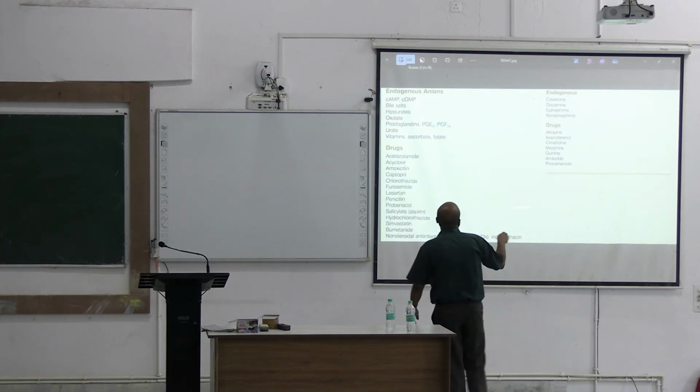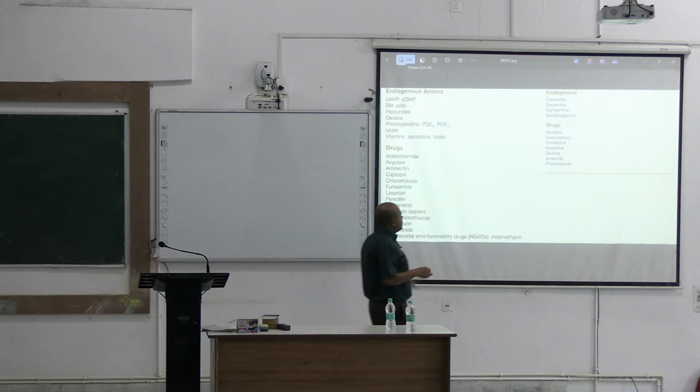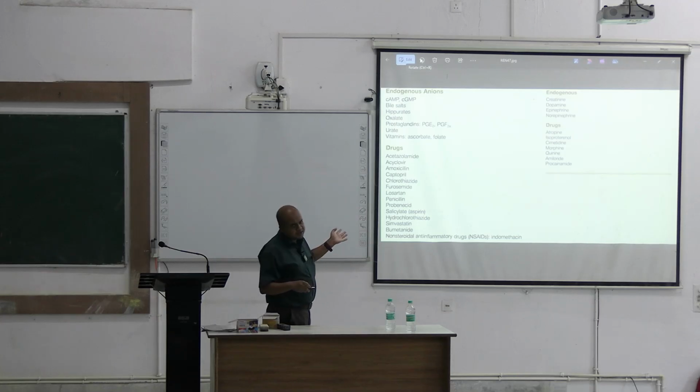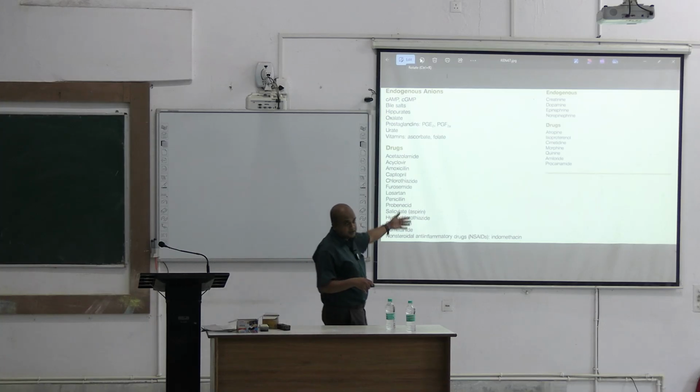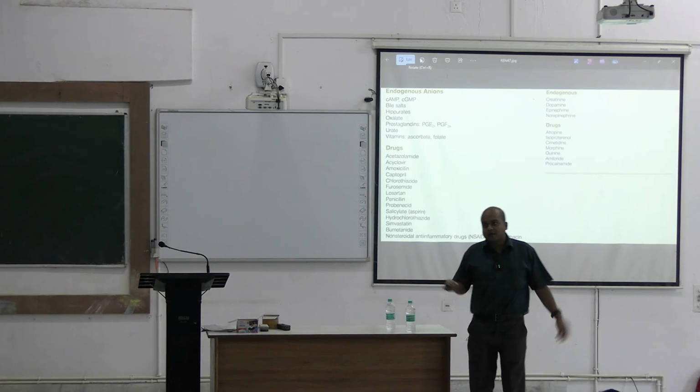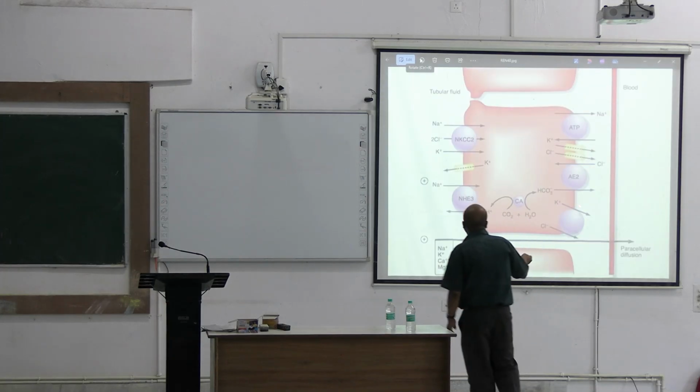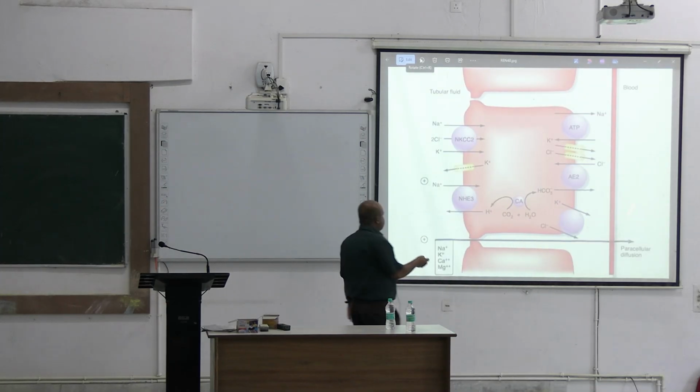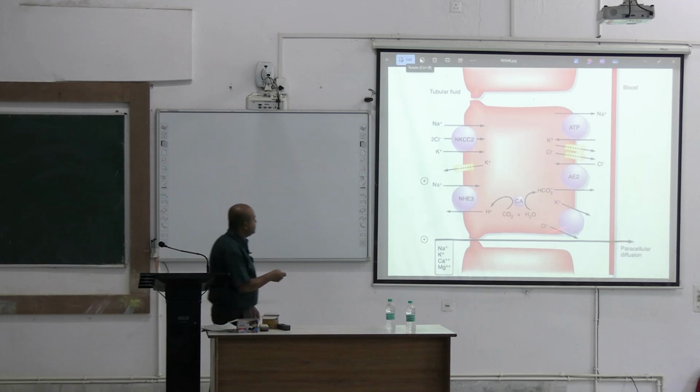These are names of some anions and cations and some drugs which are secreted in this way. Secreted means whatever will not be filtered, the body tries to get rid of some drugs. Drug metabolites are not required in the body, so they are removed by secretion. This is in the thin descending limb.